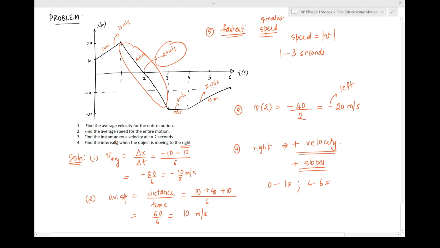Hopefully this problem allows you to put everything together from the very beginning, where we've used the idea of distance, the idea of displacement, speed, both instantaneous as well as average, and the same thing with velocity, both instantaneous as well as average. So hopefully all this makes sense.